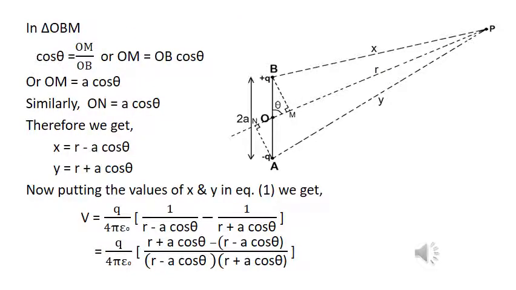To obtain the value of OM and ON, we can see in the triangle OBM, cos theta is equal to OM by OB, and from here OM is equal to OB cos theta, and we can see that OB is equal to a since O is the center of the dipole, so OM is equal to a cos theta. Similarly, ON is also equal to a cos theta. Now putting these values in the last two equations, we get x is equal to r minus a cos theta and y is equal to r plus a cos theta. Now putting the value of x and y in equation number 1, we get V is equal to q by 4 pi epsilon naught, 1 by r minus a cos theta minus 1 by r plus a cos theta.